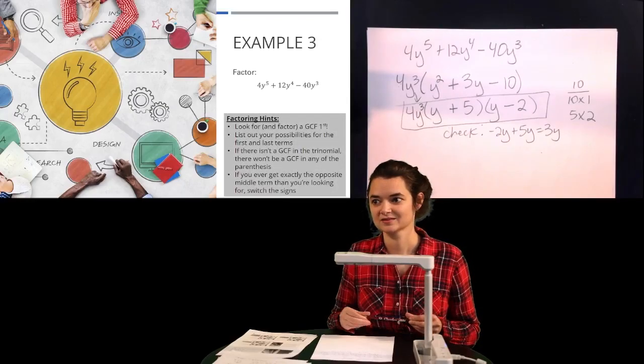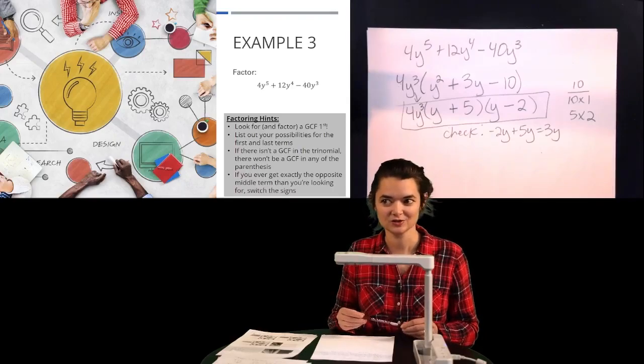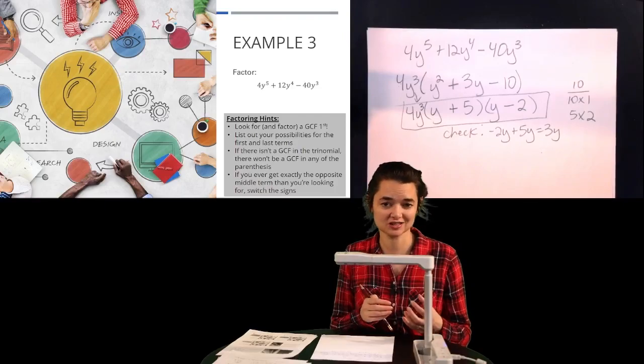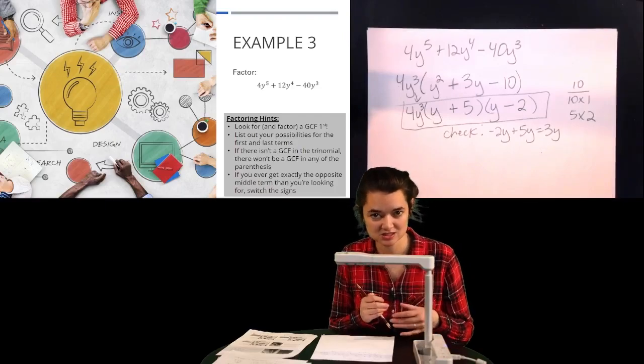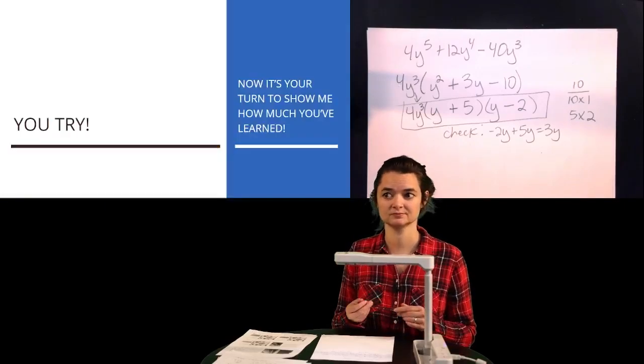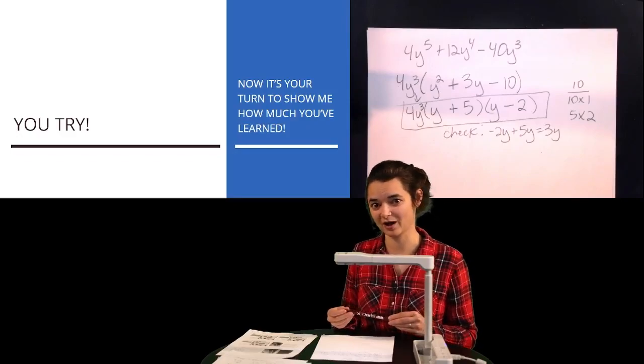All right. So I put this on the first one just to be sneaky on you. Look for and factor a GCF first. So that should always be the first thing you think of. Is there a GCF? And if so, factor that out at the very beginning. All right, now it's your turn to try one and show me how much you've learned.